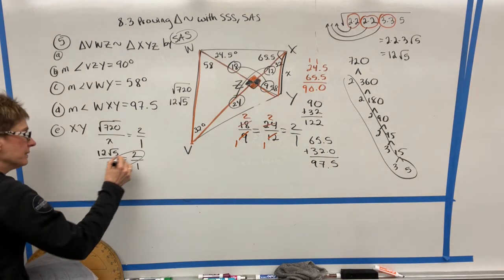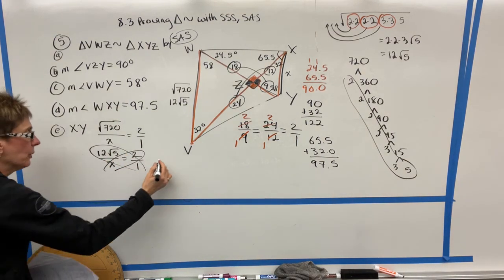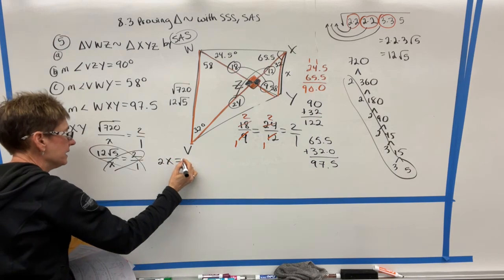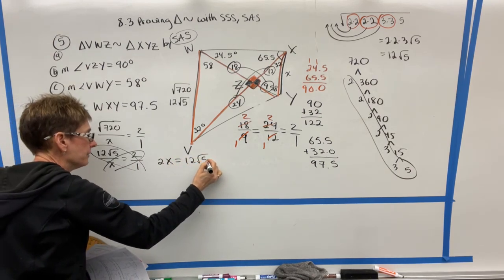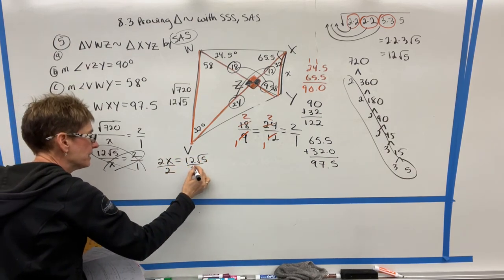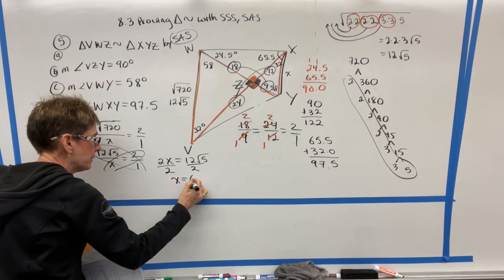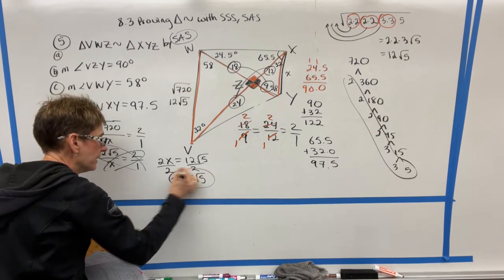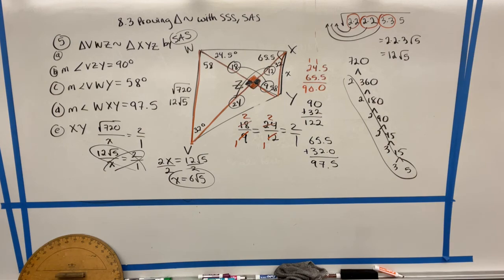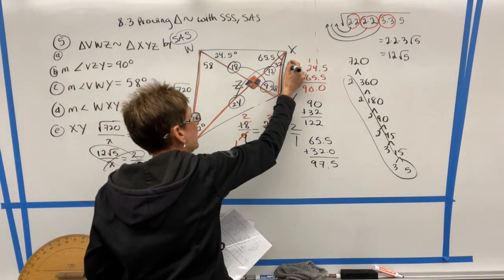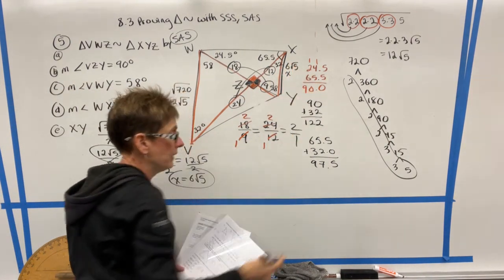Now I can cross multiply. So I know that 2 times x is 12 radical 5. And then when I divide both sides by 2, I can see that x would have to be 6 radical 5. That was pretty intense. But what that means is that this side right here needs to be 6 radical 5.